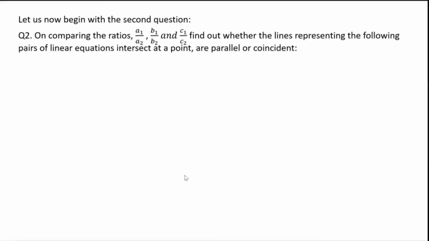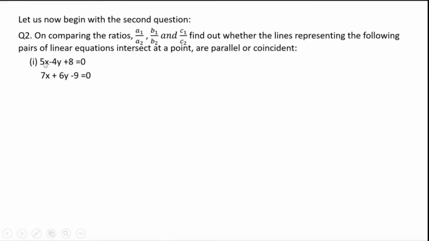Let us take up the second question. On comparing the ratios a1 upon a2, b1 upon b2, and c1 upon c2, find whether lines representing the following pairs intersect, coincide or are parallel. This is the most important question of the exercise. Keeping in mind that 2 1-mark questions are expected from this chapter, this can be one of the questions that can be asked. The two equations given, I need to interpret what kind of graphical representation the lines will have.